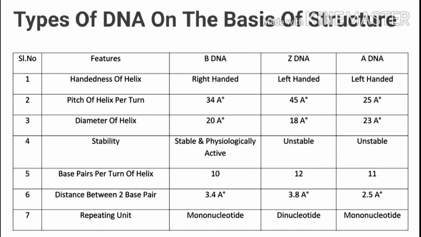Now the last point is the repeating unit. B-DNA is mononucleotide, Z-DNA is dinucleotide, and A-DNA is also mononucleotide.